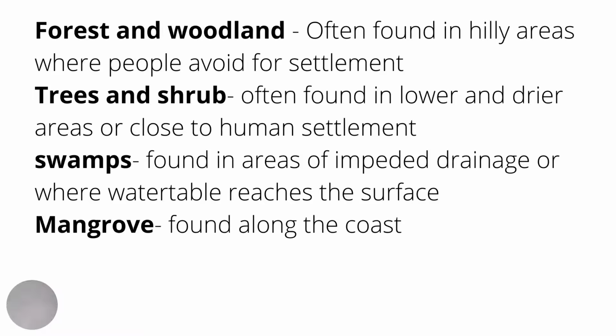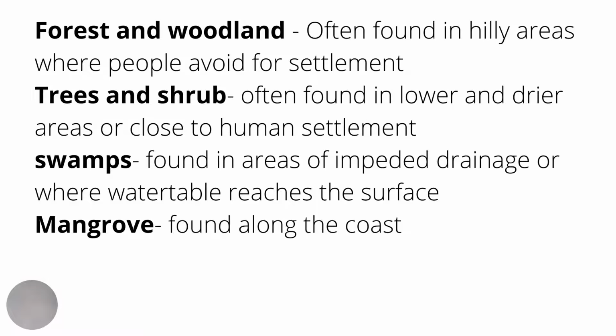You will also see this on the map. Trees and shrubs, as the name suggests, you will find small trees and shrubs. Remember, shrubs are not the same as trees. They might be similar, but they are not the same as trees. They tend to have less wood. They tend to be smaller. They tend to branch off closer to the ground, etc.